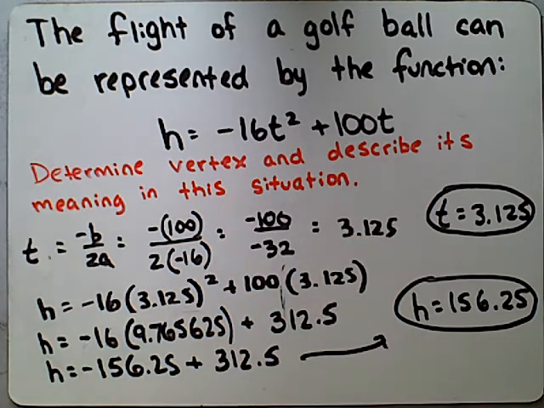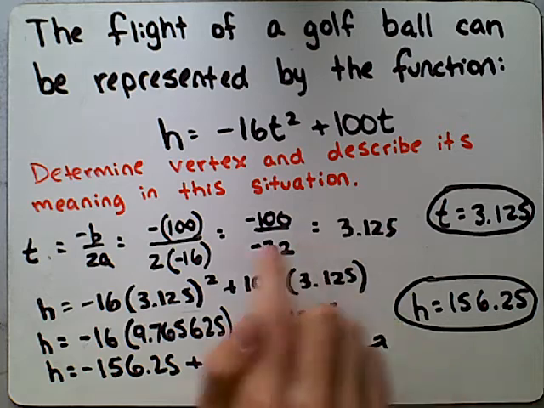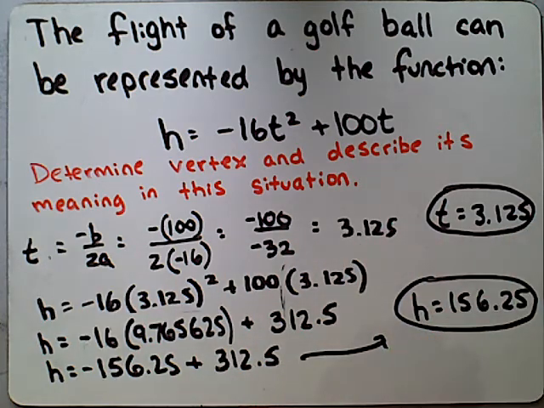You'll notice that happening a lot in this section, mostly because the flight of these objects is not perfect. You're not going to see many objects that are in the air an integer amount of seconds or go to an integer height necessarily. So you want to keep in mind that you're going to be needing a calculator for a lot of the work we do this week. So here we have t equals 3.125.